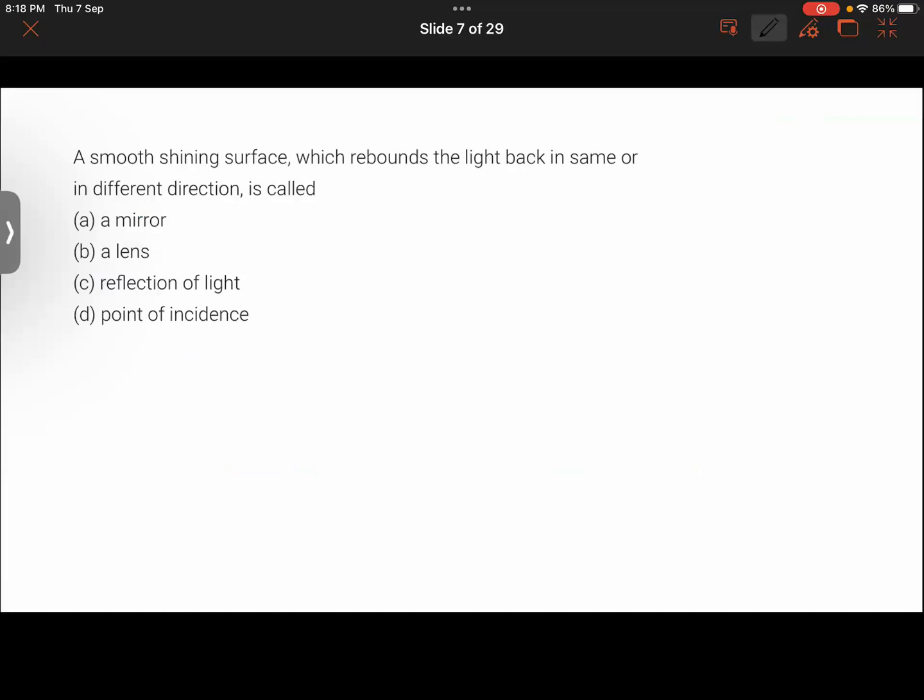Now let's move ahead, and you guys have got a question here. A smooth shining surface which rebounds light back in the same or a different direction is called what?